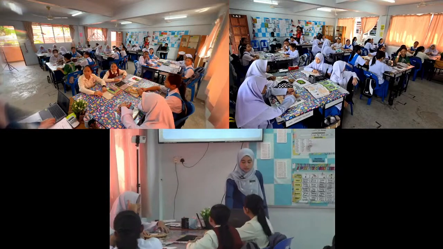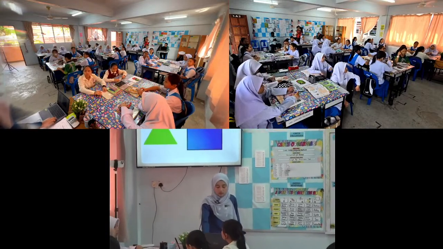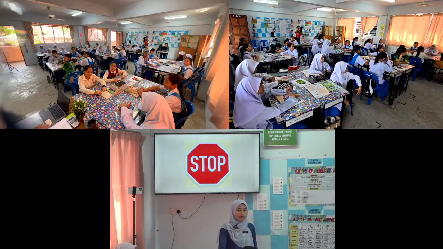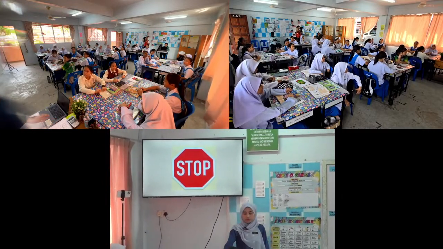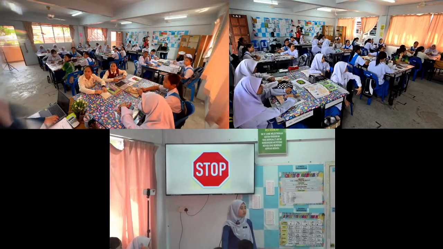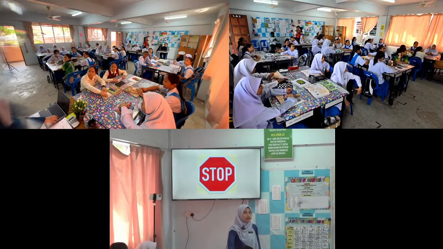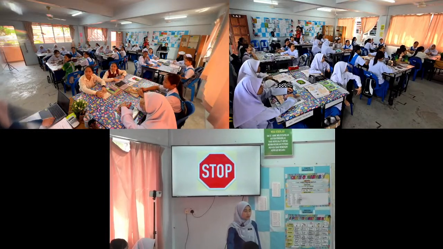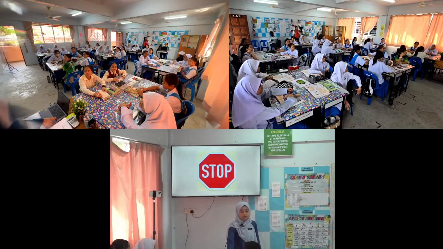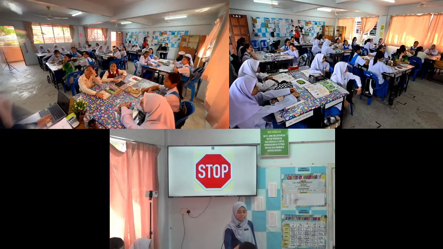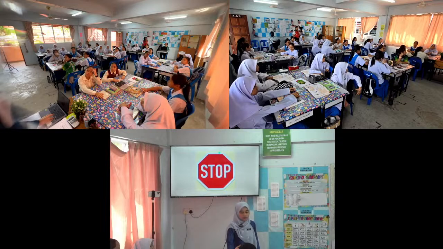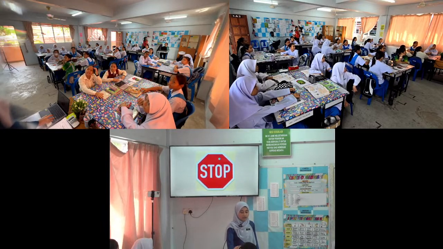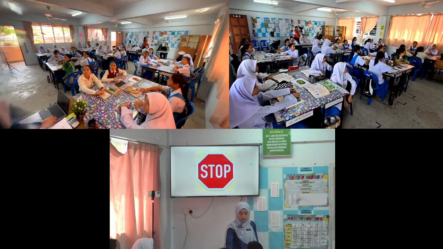So let me see first the shape. Alright. So this shape, have you guys seen it anywhere? Yes. Which place have you seen this one? At the traffic light? Okay, when you take a driving license, have you seen this shape? Yes. Alright. So, in this shape, how many sides does this one have? 8 sides. Alright, good.